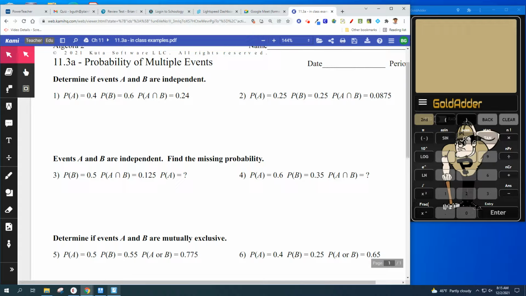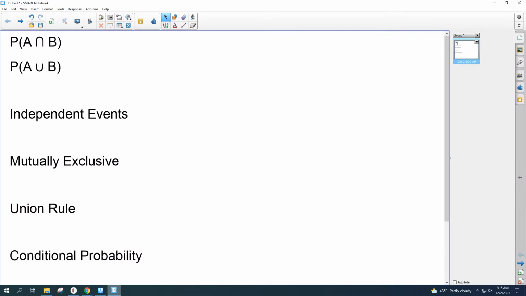11.3 is probability of multiple events, and we're going to have some new symbols and some new terminology and some new formulas to look at. So let's talk about this first of all. This symbol right here stands for the intersection.